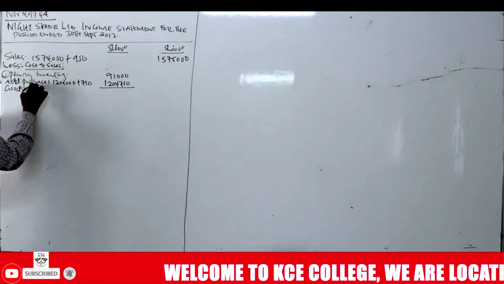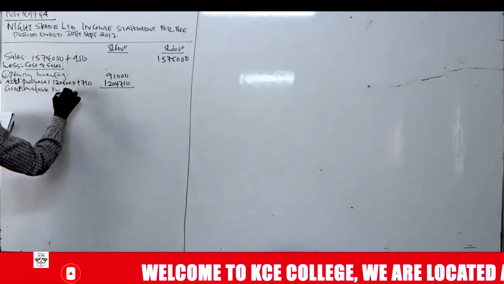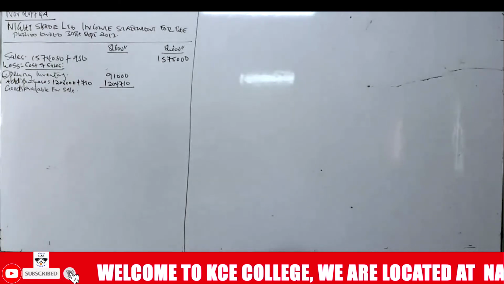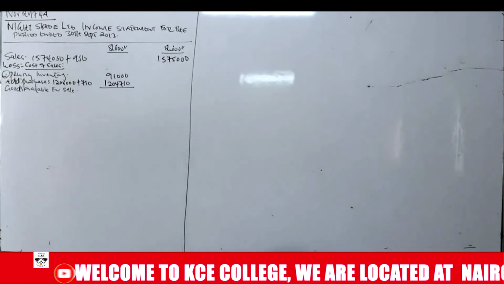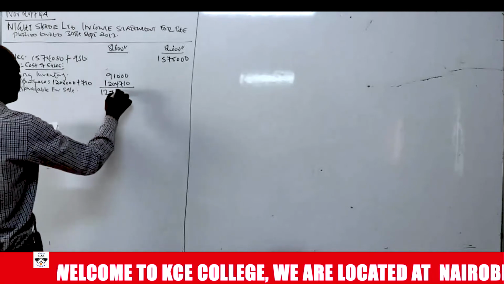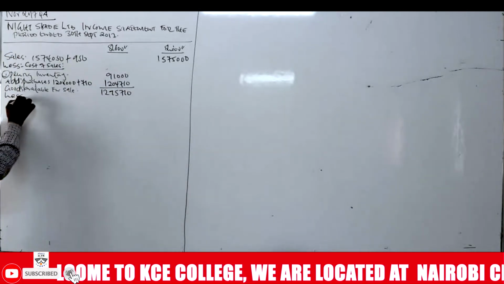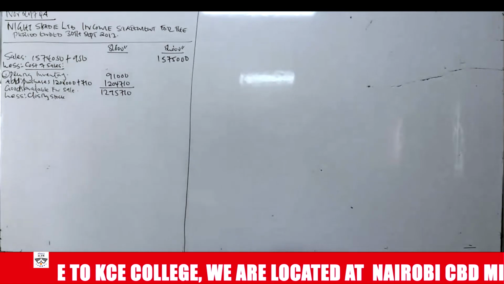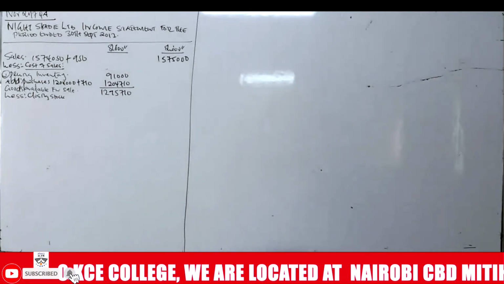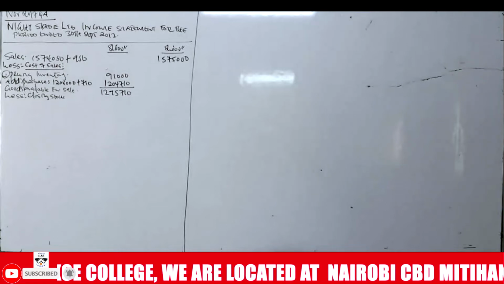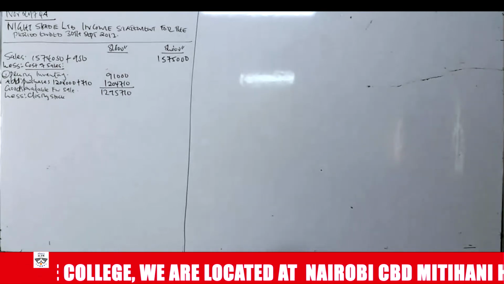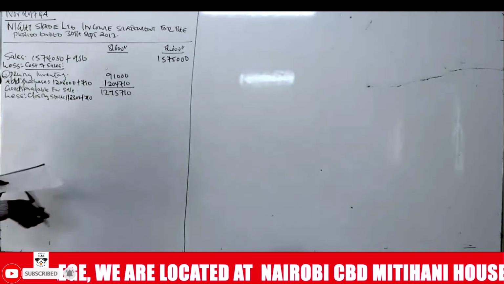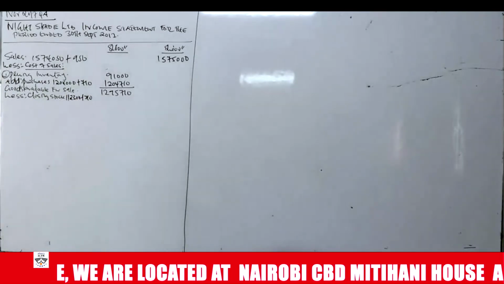So that one is going to give us what we call goods available for sale. How much is it? 1,295,710. Then you're going to less closing stock. Our closing stock is how much? 112,300, isn't it? 112,300 plus 710, these goods that were on transit.